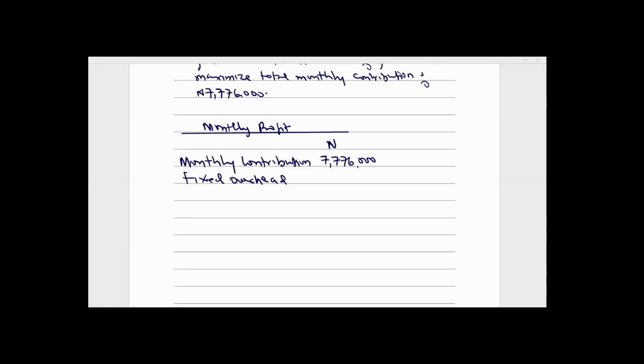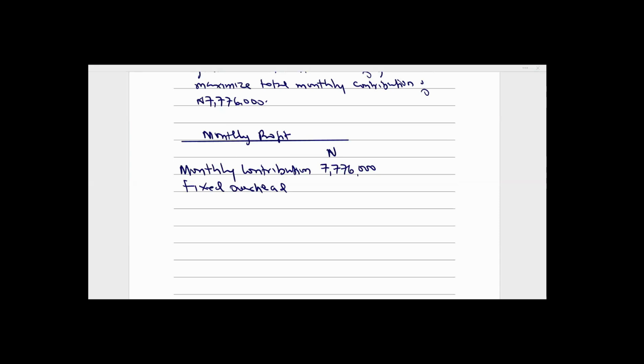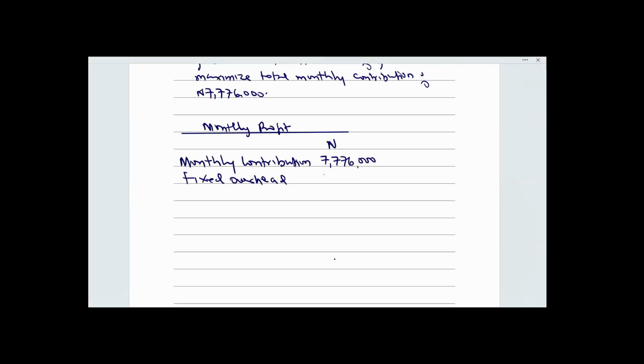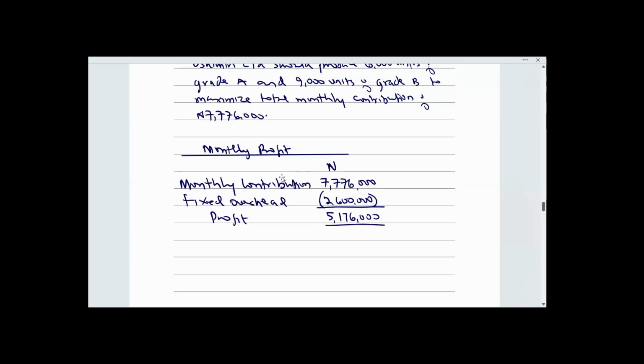For example, if this fixed overhead is per year, you need to convert it to per month so that you are using apple for apple. So here will be 2,600,000. So find the difference. That will give us 5,176,000. So that's the monthly profits. So we are done with that.